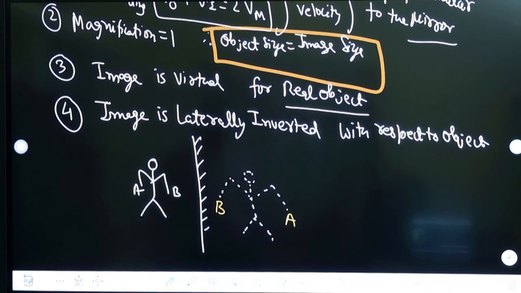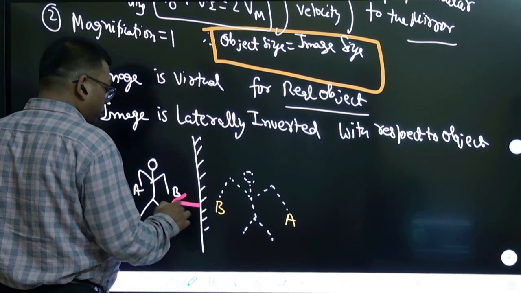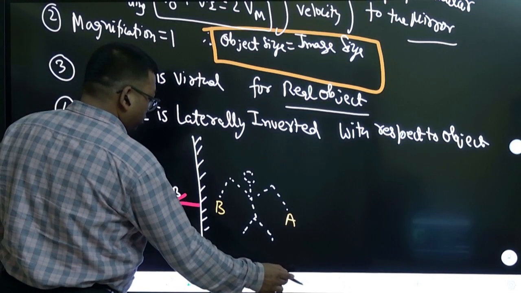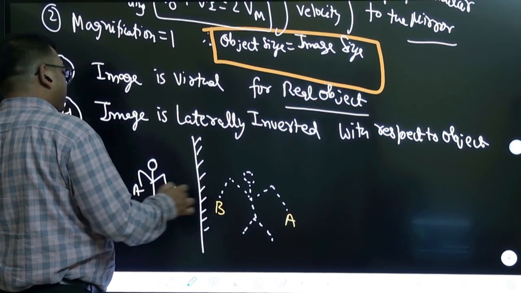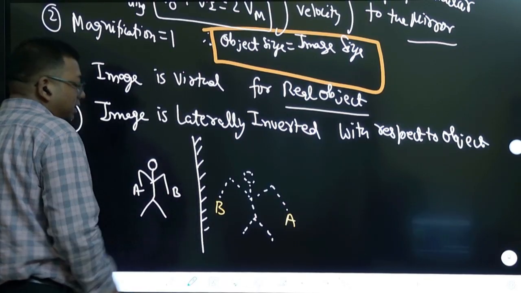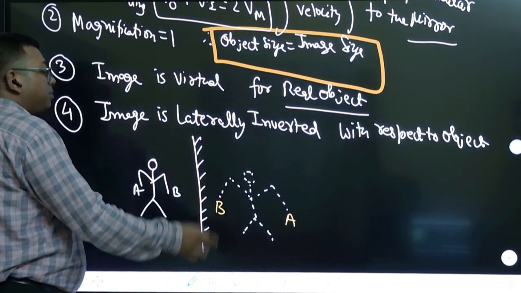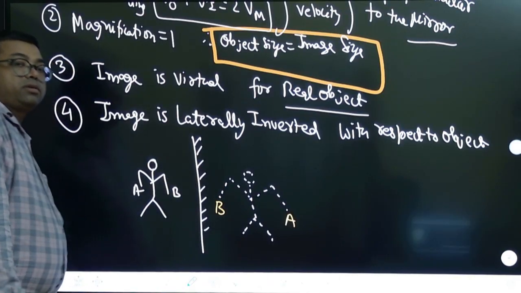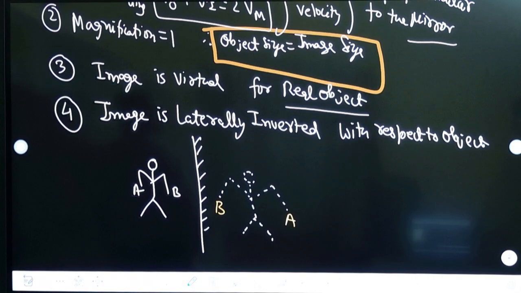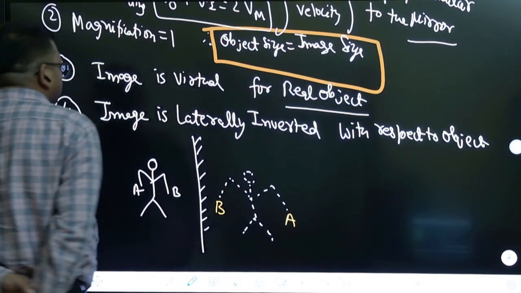And what is the reason behind it? Why does it happen? Because the rays going in the perpendicular direction are reflected, inversion happens in this direction. In the parallel direction, no inversion happens. Suppose this person is moving parallel to the mirror, the image will also move parallel. But if this person moves towards the mirror, the image also moves towards the mirror. That happens because of the perpendicular direction. Done? Clear?